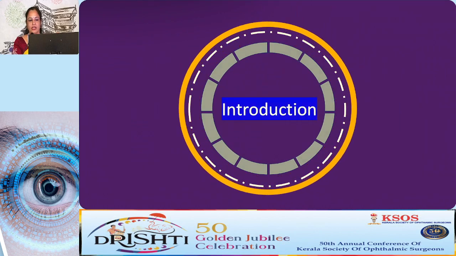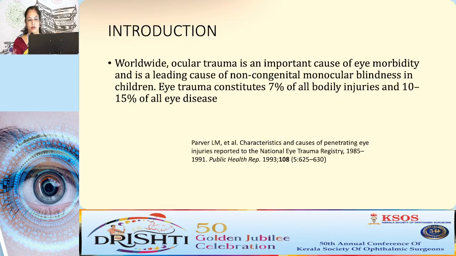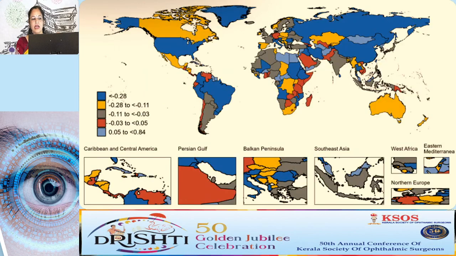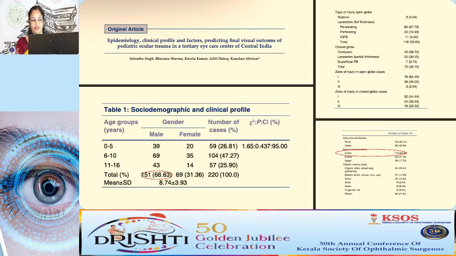Whenever a child comes with pediatric trauma, we know that it is one of the leading causes of non-congenital monocular blindness in children. Eye trauma constitutes 7% of all bodily injuries and 10 to 15% of all eye diseases. This is the incidence which you see, and you can see that India is somewhere in this range.